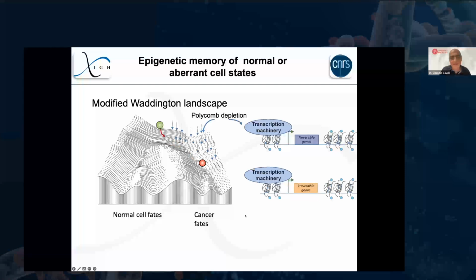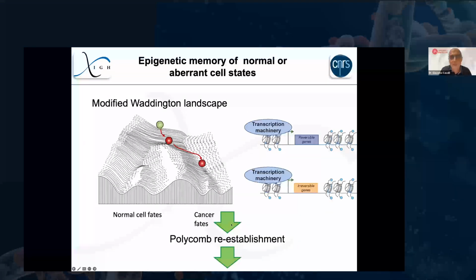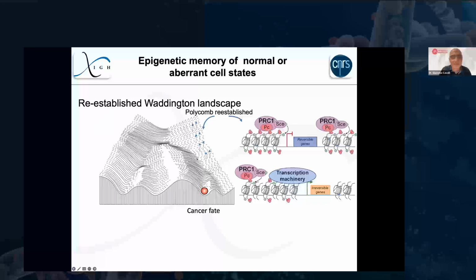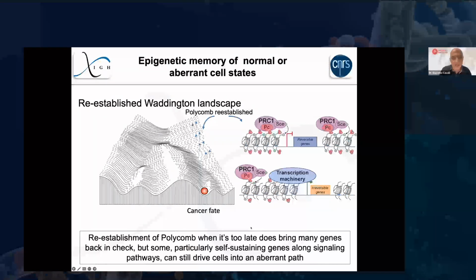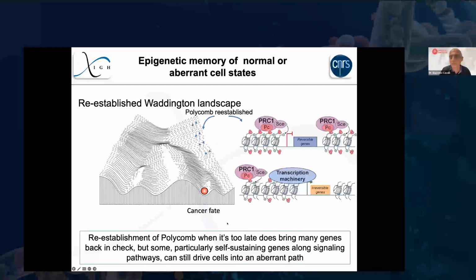And once it's here, if you maintain depletion stably, there's no other choice but just keep going down and you get a cancer fate. But even if you reestablish the Polycomb system, if you do it too late and the cell has already traveled, yeah, you get a reestablishment of the landscape, but the cell still cannot jump the way back and will still go to a cancer state. So the time is a very important issue. If cells already differentiated too far, even reestablishing the components is not enough.